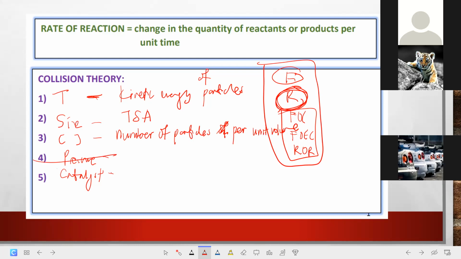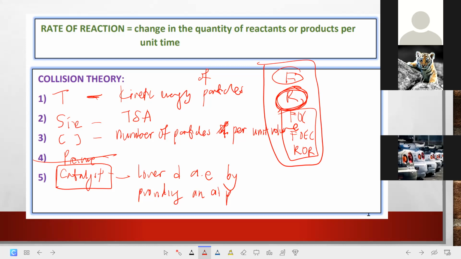If I talk about catalyst, what is my reasoning? Lower the activation energy. Okay, lower the activation energy by providing what? An alternative path. Correct. By providing an alternative pathway. Okay, so this is correct.